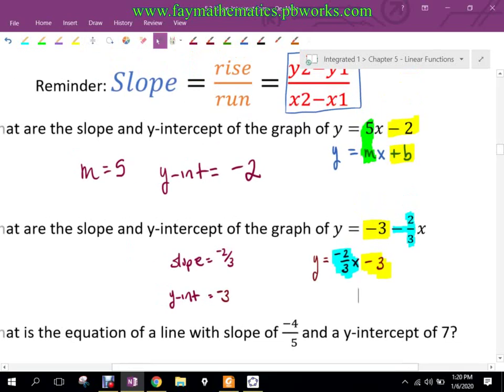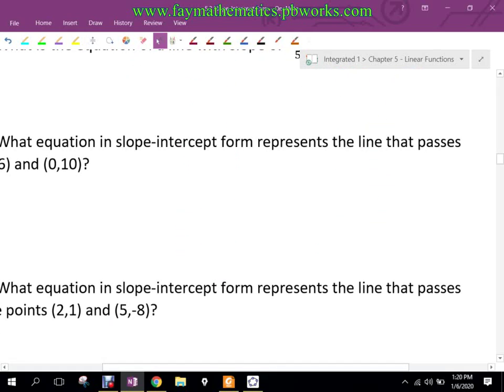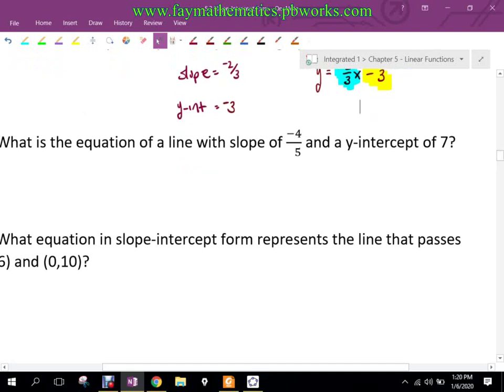So you're seeing maybe the first couple questions in a homework assignment are going to give you the equation and ask you to pull off that information. Okay? Because they're trying to get you programmed to be able to do this next thing. This next example says, what is the equation of a line with slope of -4/5 and a y-intercept of 7? Those are the two things that we always need.